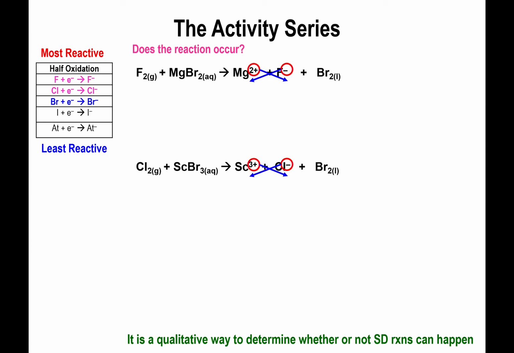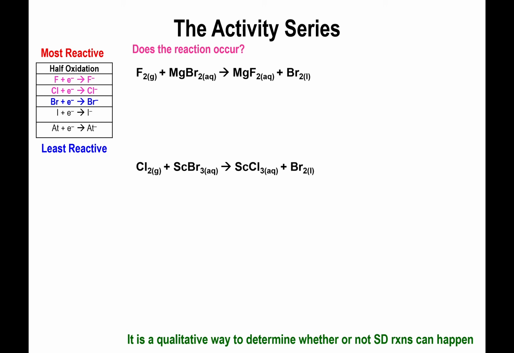Now we're going to use the charges to tell the proportions. The 2 of magnesium goes in front of fluorine, the 1 of fluorine goes in front of magnesium. The 3 of scandium goes in front of chloride, and the 1 of chloride goes in front of scandium. So you end up with the following structures: magnesium fluoride and scandium chloride.